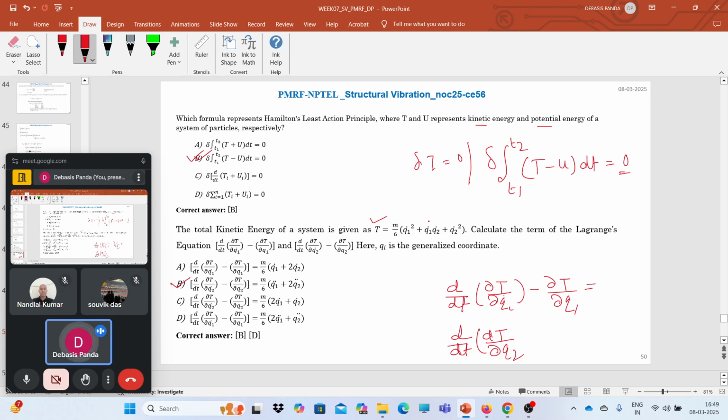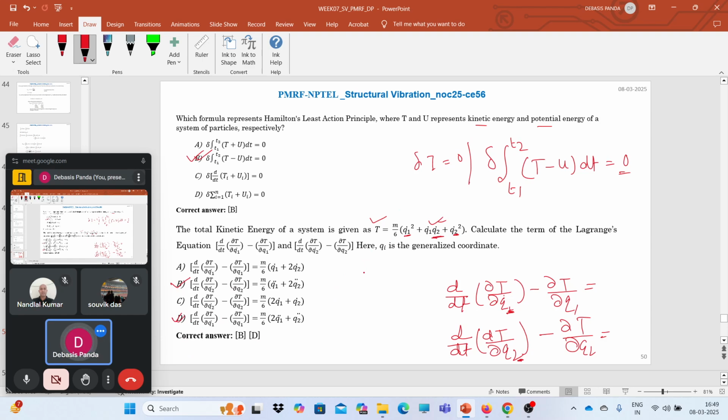For Q2, we just need to differentiate with respect to Q2. For the first part we only have this portion, and for the second we have only this two. For the first part we also have this two, because we first differentiate with respect to Q1, then with respect to Q2, minus again del T by del Q2 is equal to. You just need to perform these two differentiations and you will get the answer as B and D.